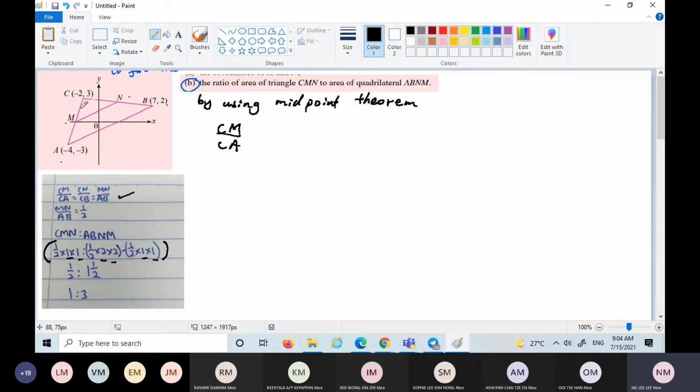So small triangle, this side is CM, over CA. It will be equal to CN over CB, and also MN over AB. Because MN over AB is 1 over 2. From the midpoint theorem, we know that MN over AB is 1 to 2. And then there is one more ratio that we can get from the similar triangle that we need to use to find the area of a triangle.